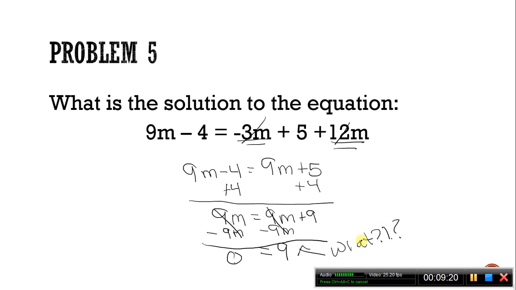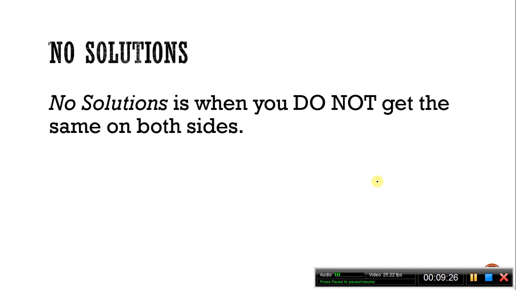This one's even weirder than the last one, right? Because 0 doesn't equal 9. We know that. So what this is called is no solutions. So that's when you do not, emphasis on the do not, get the same on both sides. You're going to want to make sure that you get this one down also.